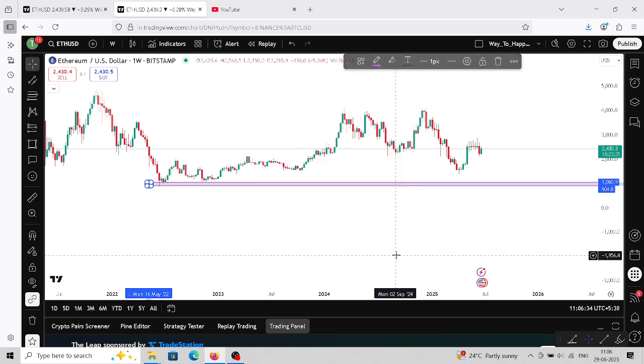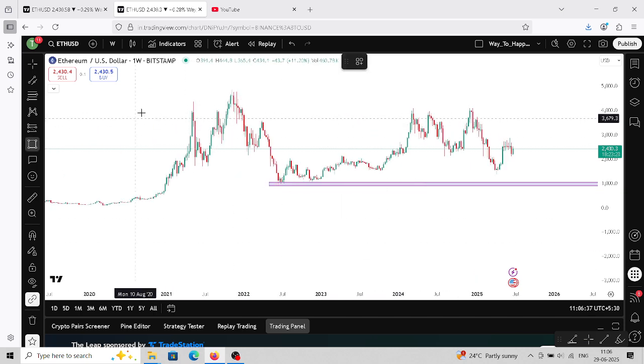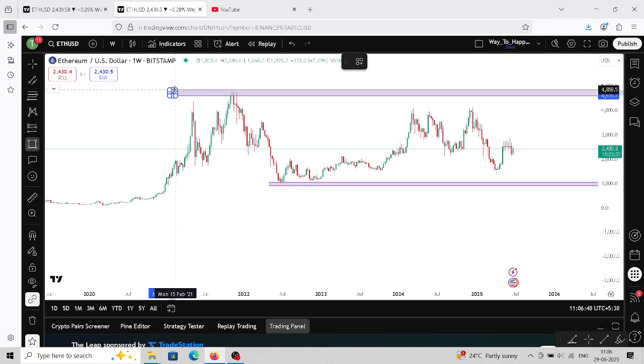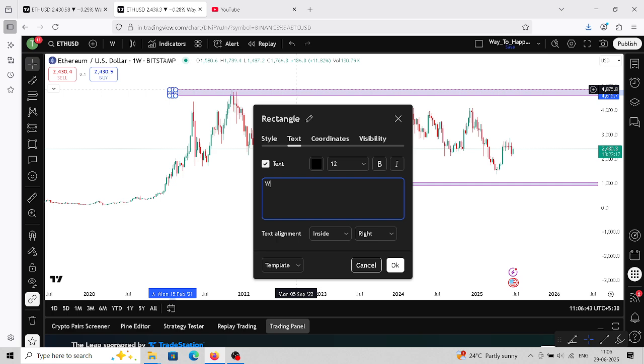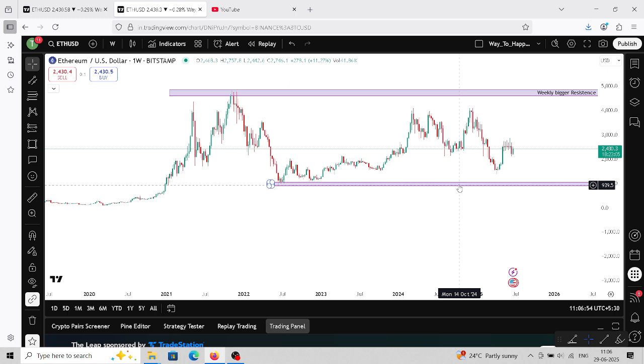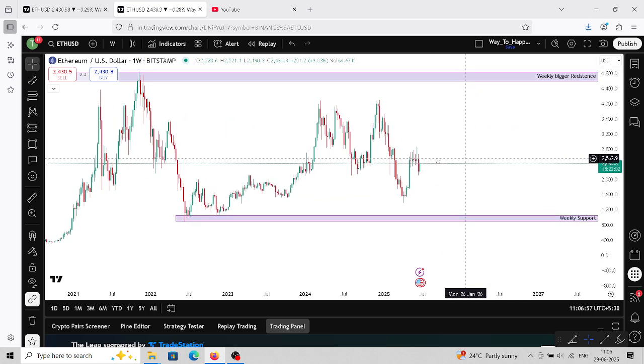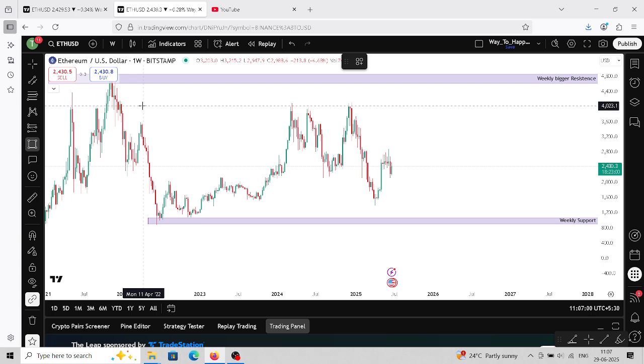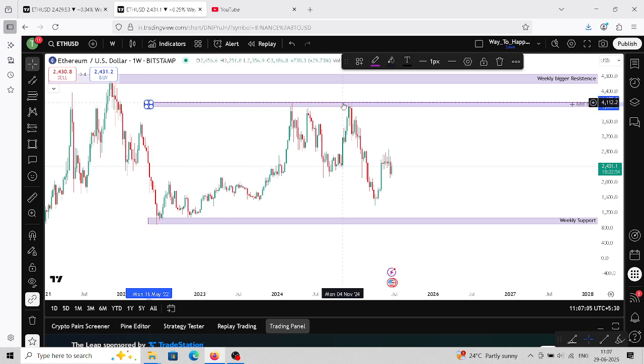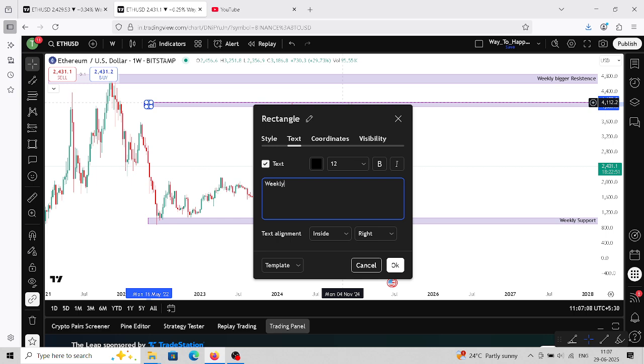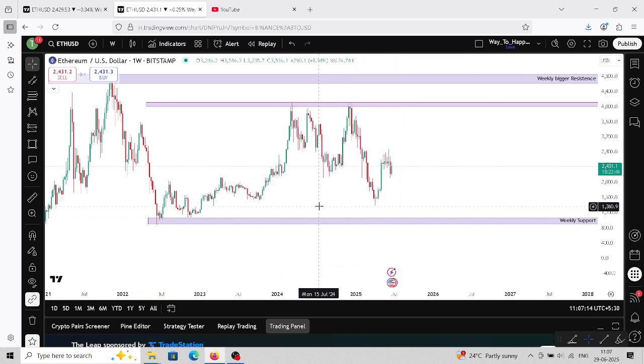Any resistance coming? Yes, the resistance is coming here. This is my weekly resistance, the bigger resistance. This is my weekly bigger support, but if you see, this is also taken as a resistance here, which is also a weekly one. Weekly, daily support. Is there anything else which weekly is trying to say?